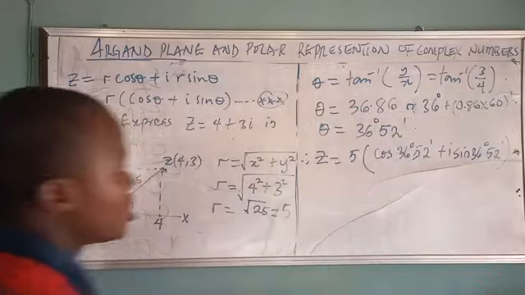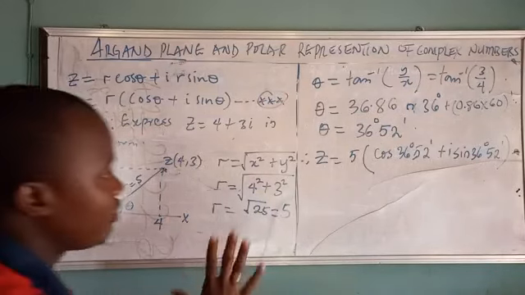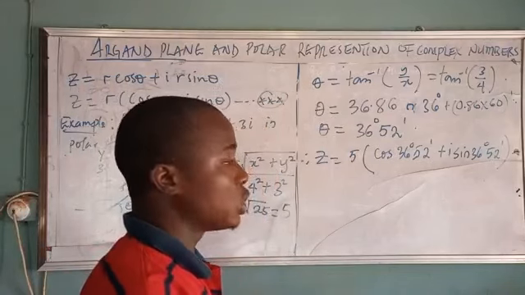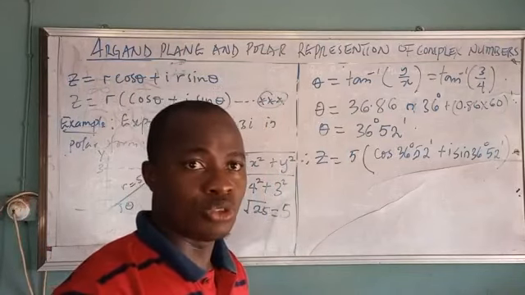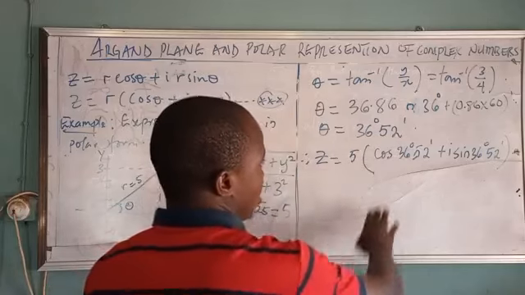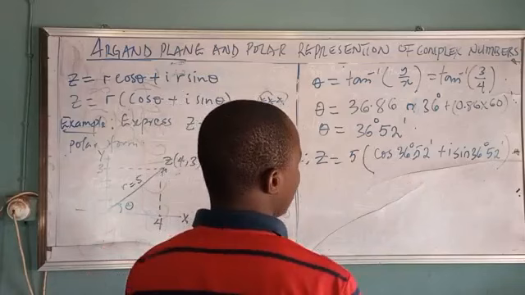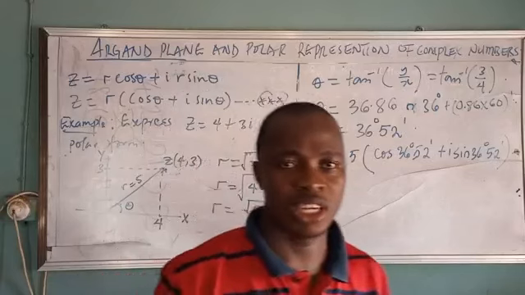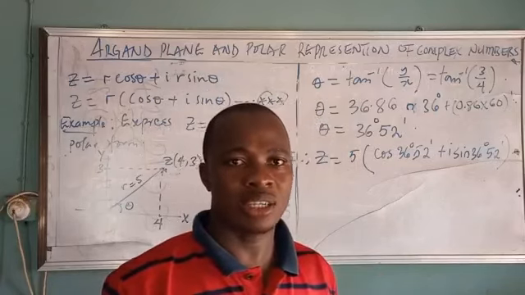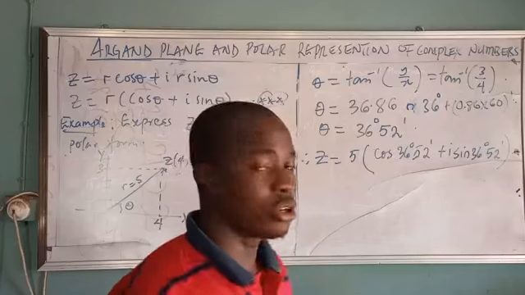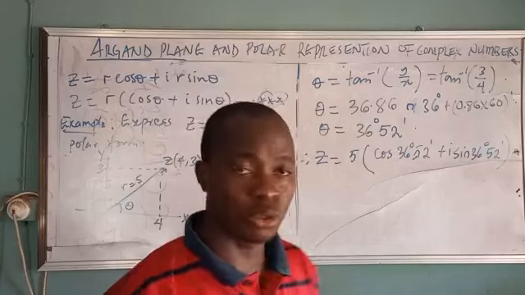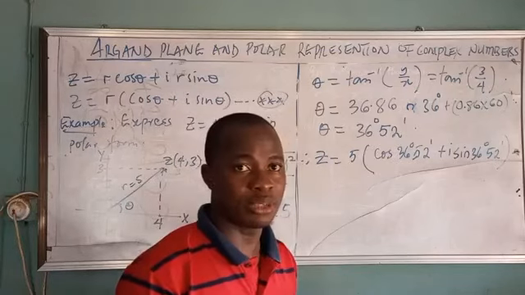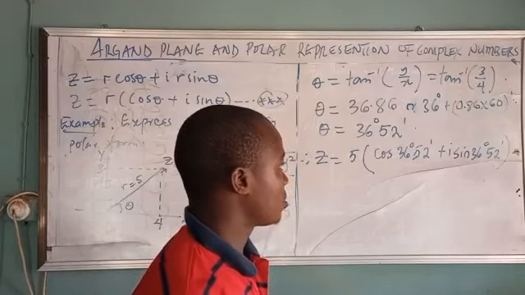So now at times, if you are talking about polar representation, it is very good, and you must leave your argument, that is your theta, in degree form. Understand? But if you are required to write your angle in radians, that is when you can do that.